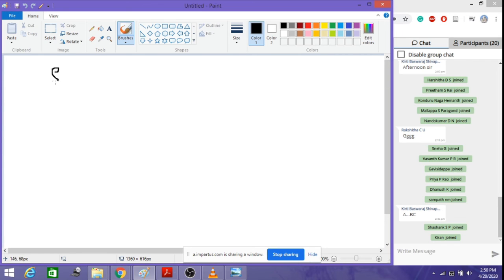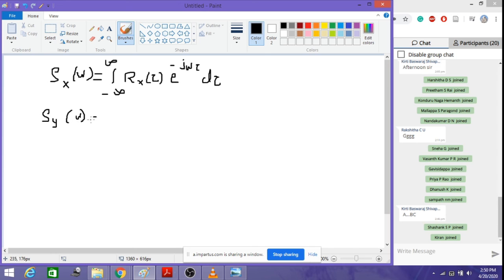From the spectral density we know the equation: Sx of omega is equal to the integral from minus infinity to plus infinity of Rx of tau into e power minus j omega tau into d tau. The same thing we are going to apply for this case. Now Sy of omega equals the integral from minus infinity to plus infinity of Ry of tau into e power minus j omega tau into d tau. We know the autocorrelation of y from the previous case, so we are going to substitute.